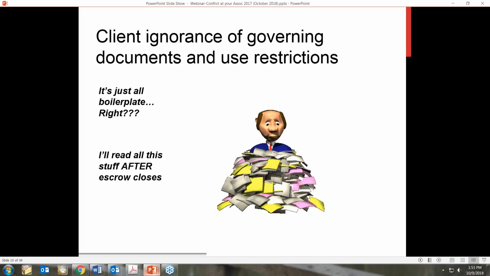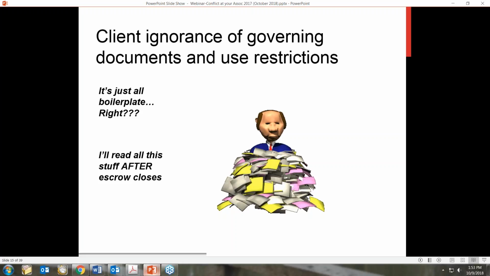Similarly, probably the majority of home buyers look at the governing documents, the CC&Rs, the bylaws, and any association operating rules as simply boilerplate. They close escrow, they get a big stack of association governing documents, and guess where it goes? It goes in the drawer along with the operating manual for the dishwasher, the warranty information for the washer and dryer, and right next to the manual for the lawnmower. It sits in a drawer.